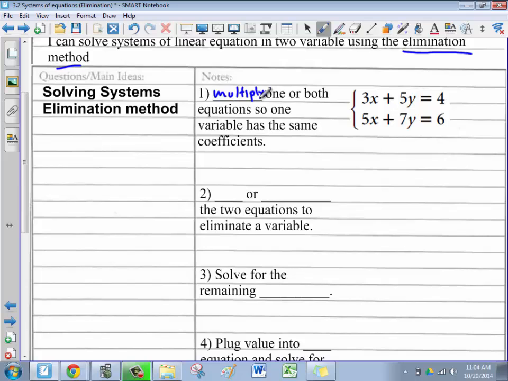This is what I mean by that. You're going to pick one variable, the x's or the y's, and you want to make them the same. So you're going to multiply these equations by something to make them the same. I'm going to choose the x's. Could you choose y's? Sure. But I'm going to focus on the x's.